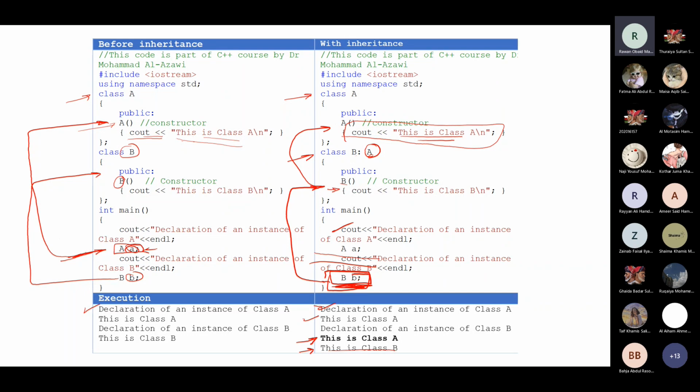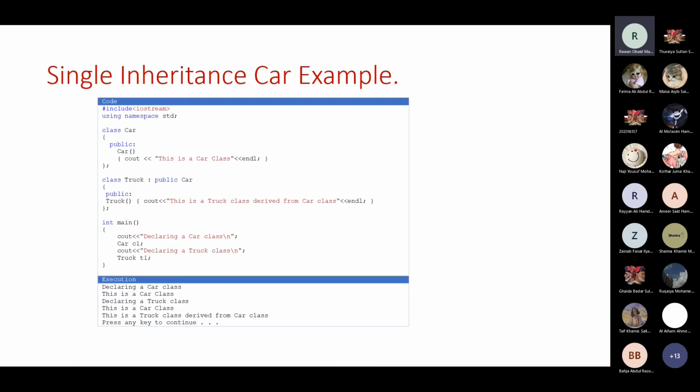So actually, if I declare a variable of type B with inheritance, then it will go to the superclass, then to the subclass. So this is an example of a single inheritance. I have class car, public car, this is the constructor. Nothing in it, just another message. This is a car class.